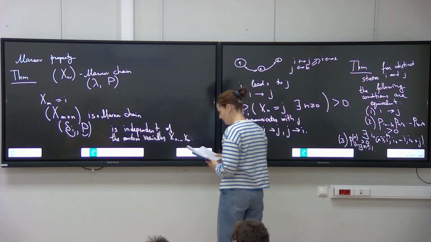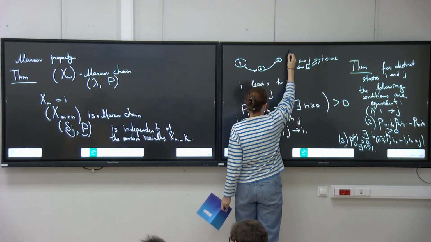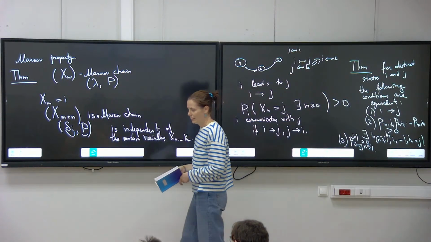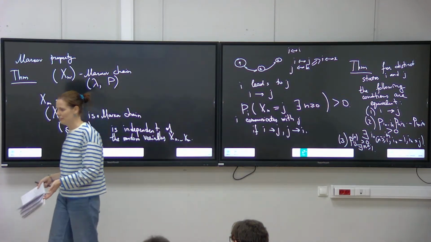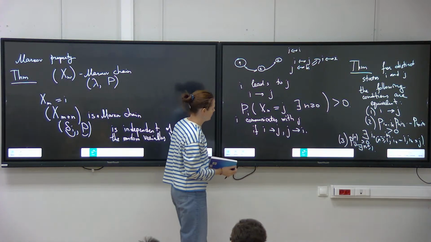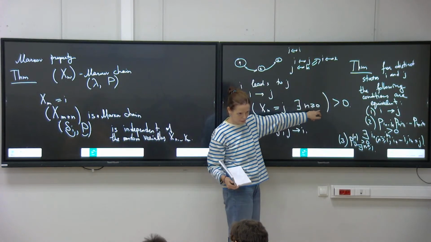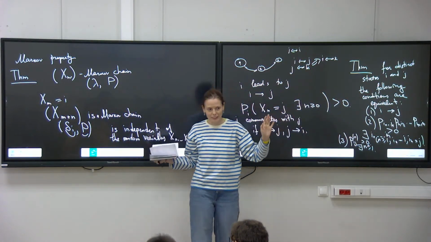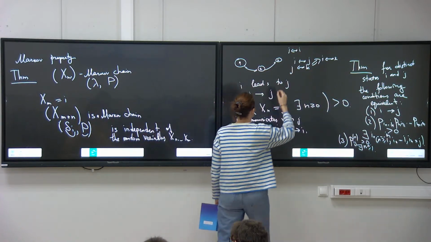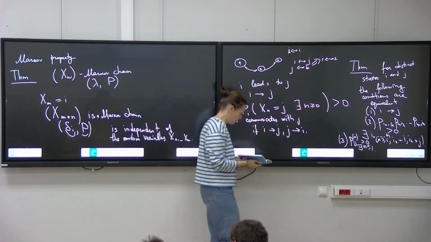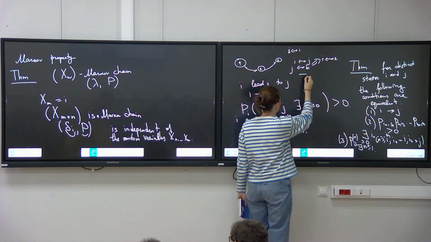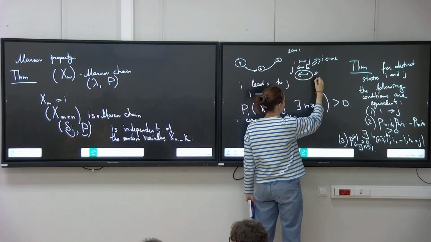So what does it mean? We also can notice that every state communicates with itself. Even if we leave the state, since by definition n could be 0, it's enough for us to conclude that the state communicates with itself. So what does it mean? It means that this communication is an equivalence relation.